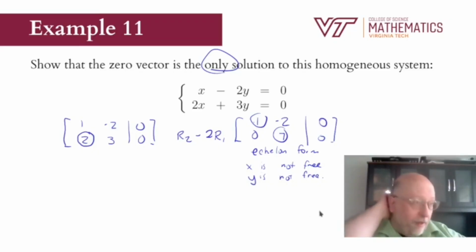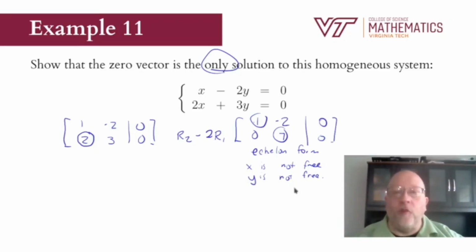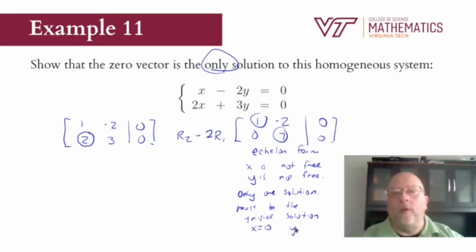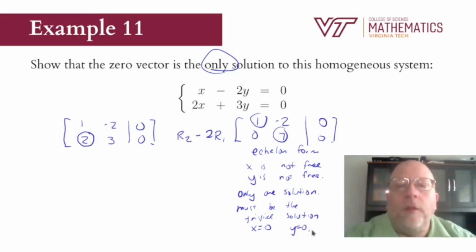And since neither of these variables is free, then there's only one solution. There's no freedom in this system, so we only have the one solution, and it must be the trivial solution. X equals 0 and y equals 0. And so the 0 vector is going to be the only solution to this system.